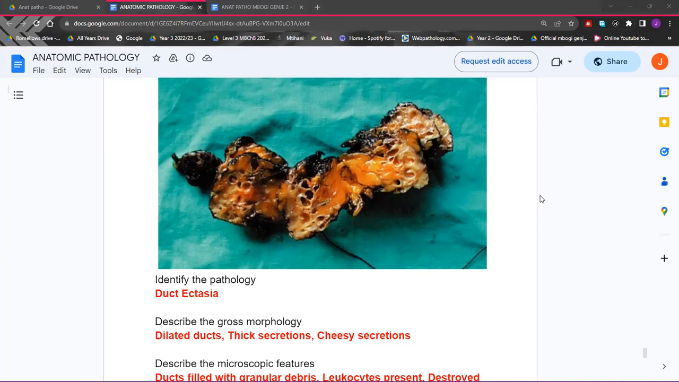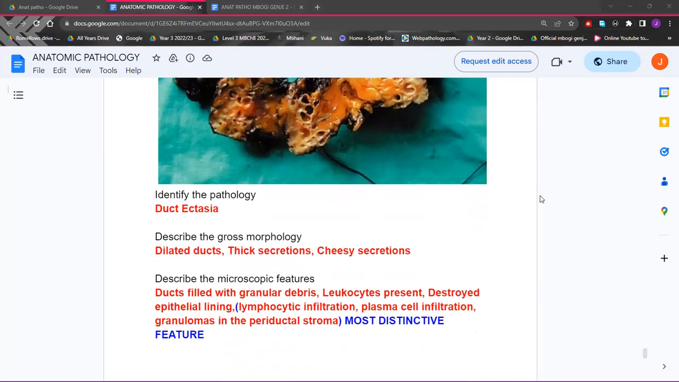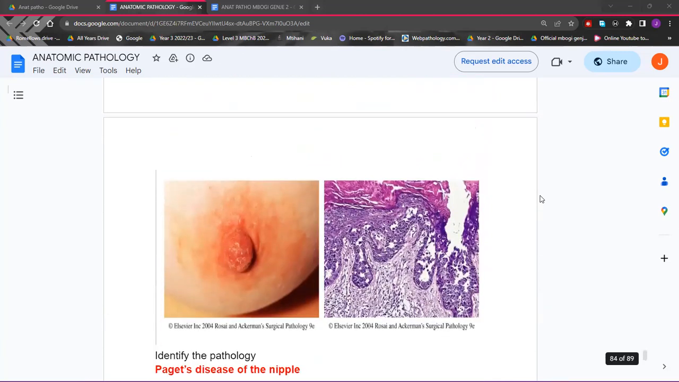within a periductal stroma. So this is the most distinctive feature. The lymphocyte infiltration, plasma cell infiltration, and granulomas in the duct, periductal stroma. So the most distinctive features of this ductal ectasia. Now here we have any questions on that?